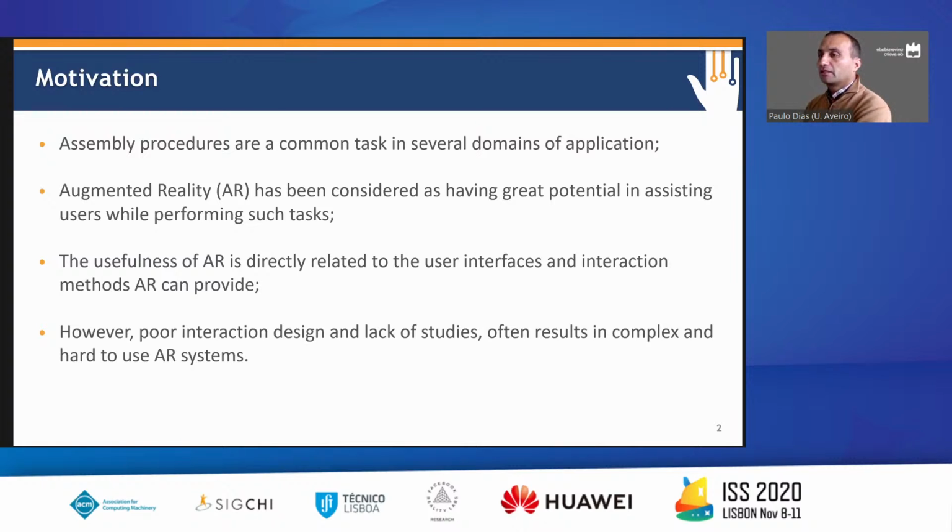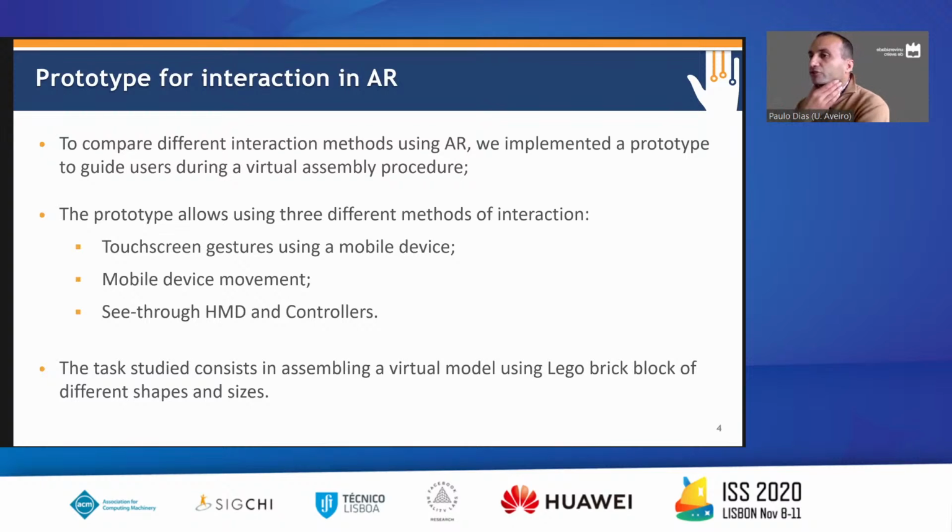So in this paper, what we decided is to evaluate 3 different methods for interaction in an augmented reality setup, and try to do a user test to see which ones are better and allow doing the assembly in the best way. So the 3 methods that we are testing are touch screen on a mobile phone, movements of a mobile phone, and an interaction in an HMD, a see-through HMD, also in augmented reality.